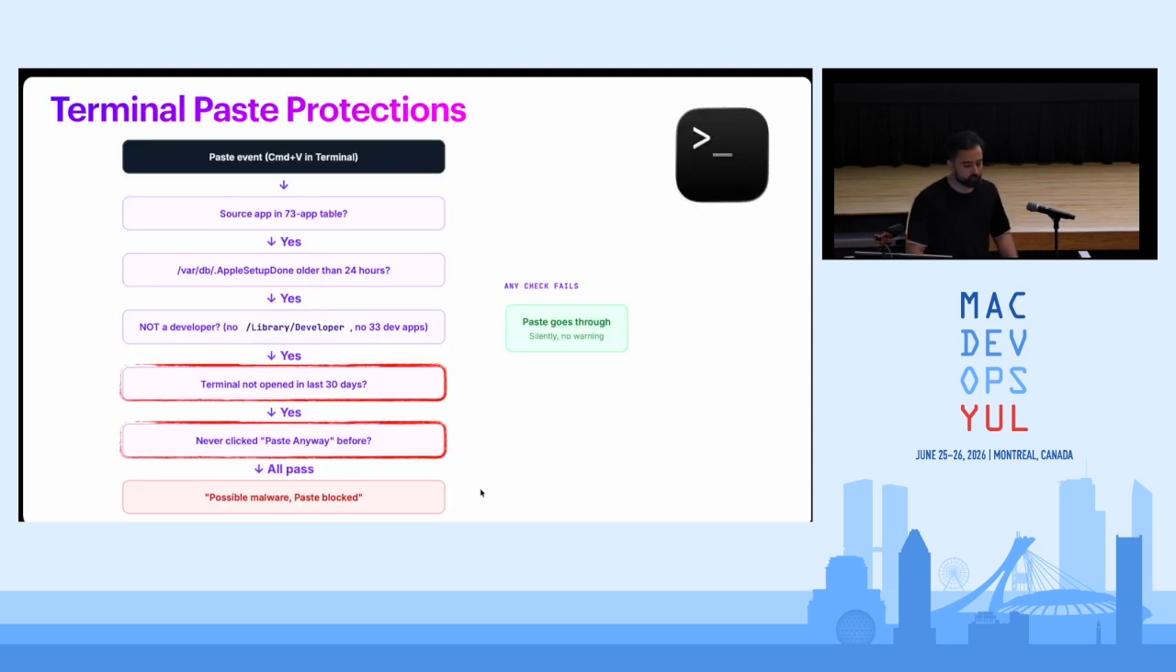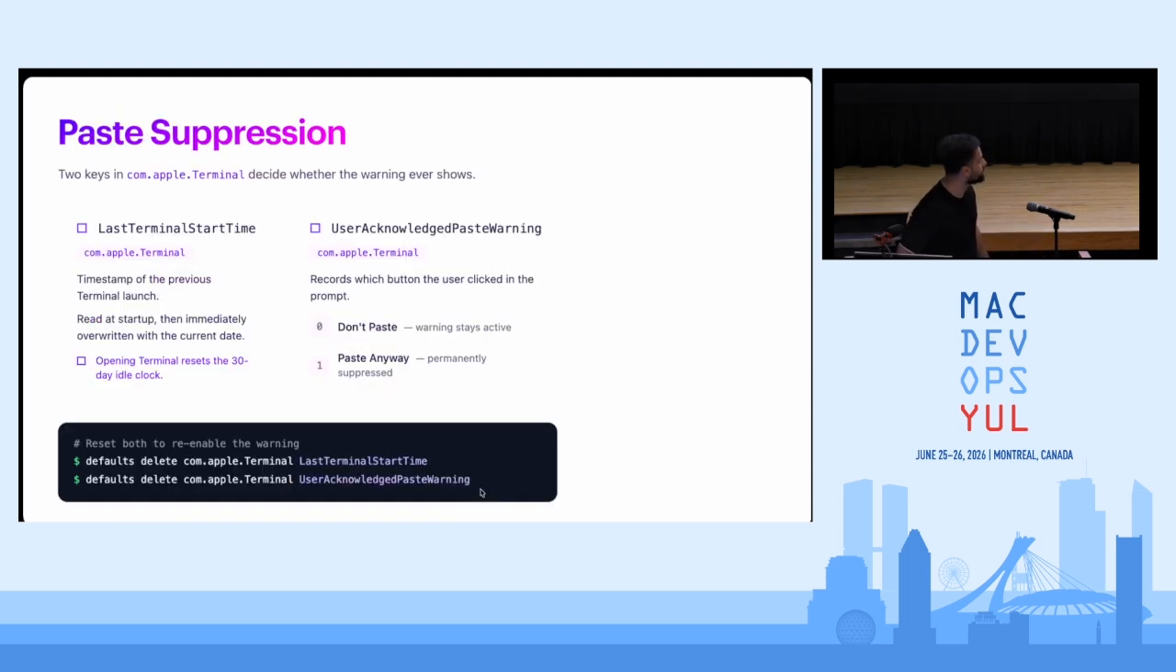So the last couple checks it does is it checks to see if Terminal has been opened in the last 30 days. So if you're someone who barely uses Terminal and you've never clicked paste anyway before in that prompt, if all of that lines up, you finally get that prompt. So the last two checks are two keys in com.apple.Terminal. The last terminal start time is the previous launch time of Terminal, and that gets read at startup and then overwritten right away. And then the user acknowledged paste warning.